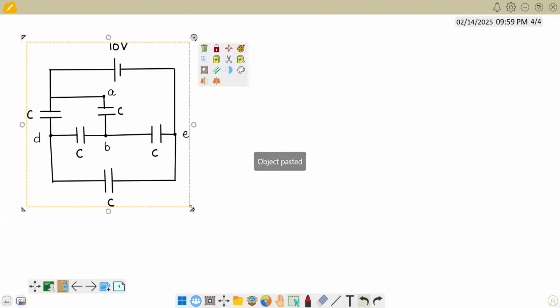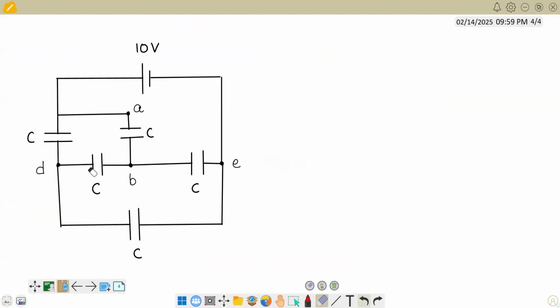Now, this is my original diagram. Once we identify that there is a Wheatstone bridge and remove this, it is a very straightforward question. These two, this bottom part, is one loop.